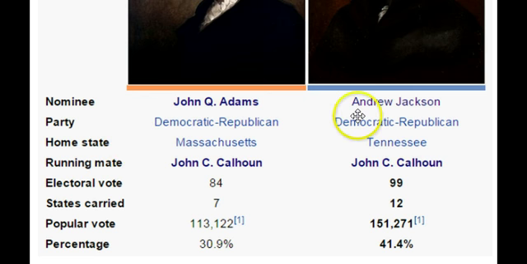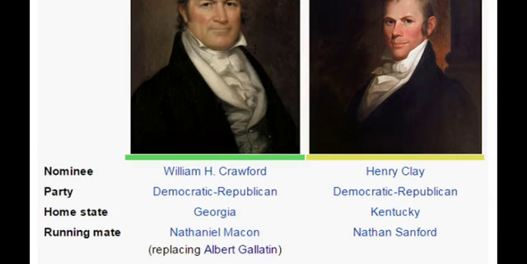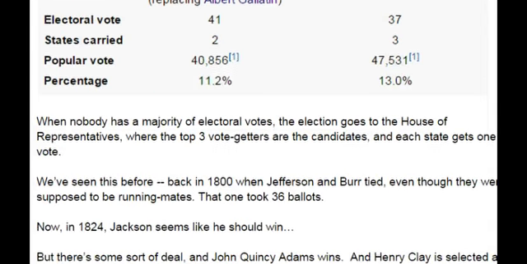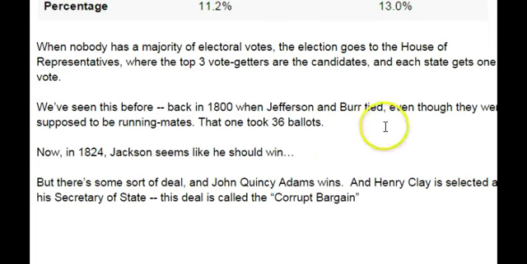And all of these candidates are Democratic Republicans because, as we've talked about, the Federalist Party at this point is dead. And so there's a split within the Democratic Republican Party. There are also two other candidates, and that further splits things up. William Crawford and Henry Clay come in with 41 electoral votes and 37 electoral votes. And so what happens if nobody gets the majority of the electoral votes?